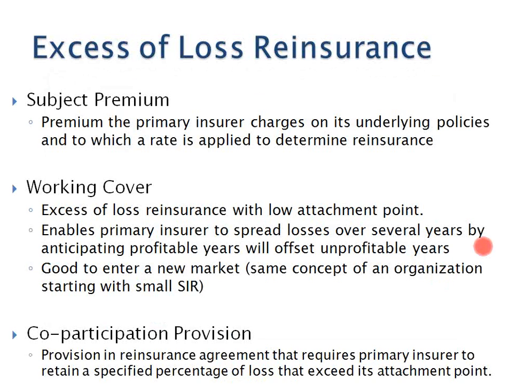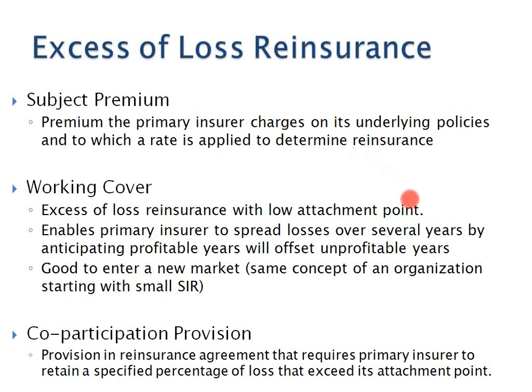So we talk about excess of loss reinsurance. We have a couple things that we want to talk about. The subject premium. This is the premium the primary insurer charges on its underlying policies, in which a rate is applied to determine reinsurance. When I was talking about pennies on the dollar, or 20 cents or something like that, what they're going to charge is, if we're charging a policy premium of $500,000, they may say we're going to charge $1 for every $1,000 in premium or something like that. But there's going to be some formula they've come up with to say what their charge is going to be, based upon their past experience of what they need to collect for it.